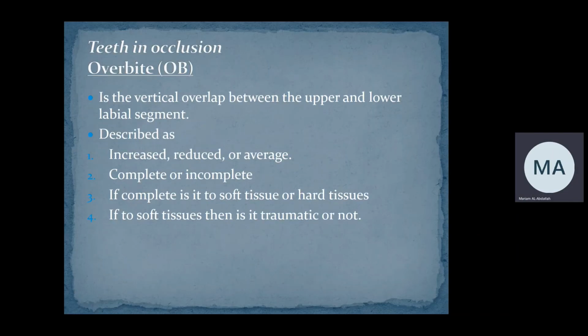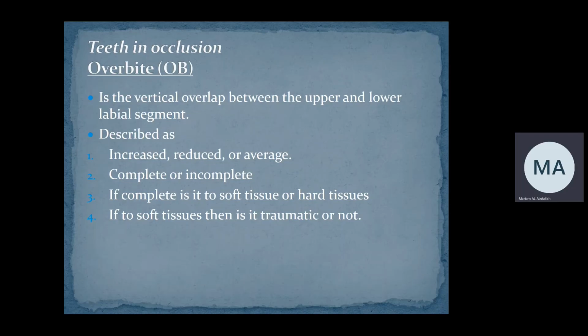Overbite is the vertical relationship between the upper and the lower incisors, where the upper incisors should cover around 1/3 of the lower incisors in the maximum intercuspation. If the upper incisors cover more, we call this increased overbite. If it covers less than 1/3, we call it reduced overbite. If it covers 1/3, we call it average overbite. If there is a total lack of vertical overlap, we call it anterior open bite. Open bite, okay, because there is lack of vertical overlap.